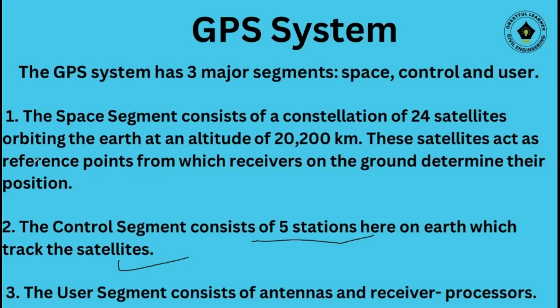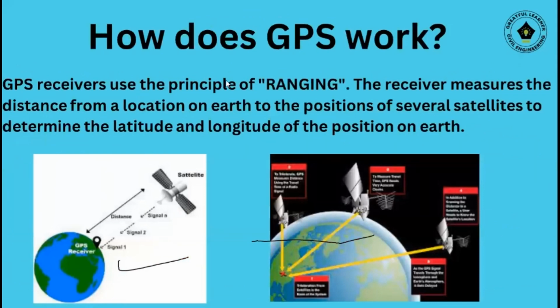Now, how does GPS work? The satellites send signals, and the distance covered to the Earth is 20,200 kilometers. The GPS receiver uses the principle of ranging. The receiver measures the distance from several satellites to determine the latitude and longitude of a position on the Earth. Thus GPS works.